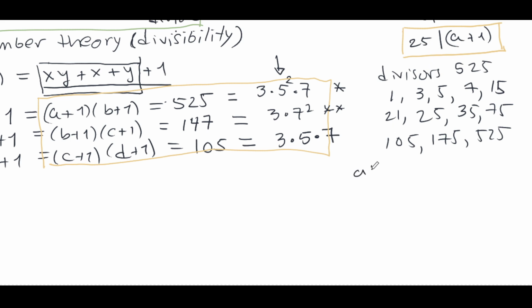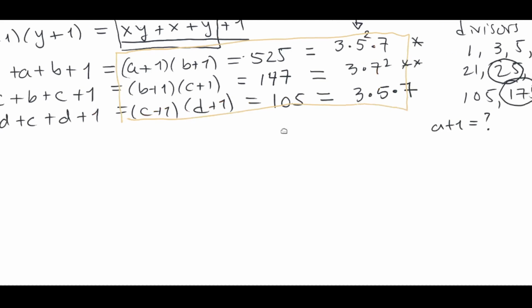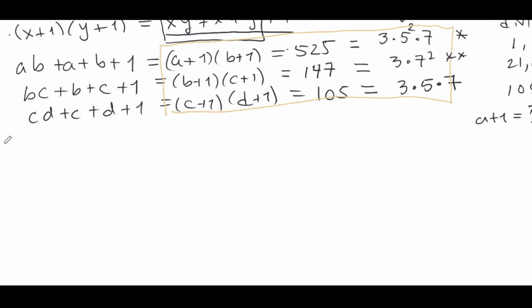So I'm looking for A plus 1. What is A plus 1? Well, A plus 1 has to be divisible by 25 because of this here. So that's possible, that's possible, that's possible, and this is possible. However, if you recall, we had this condition here. Okay. And let's keep this in mind. That means A must divide 8 factorial. Okay, so let's continue here. So, but, let's make a note here.